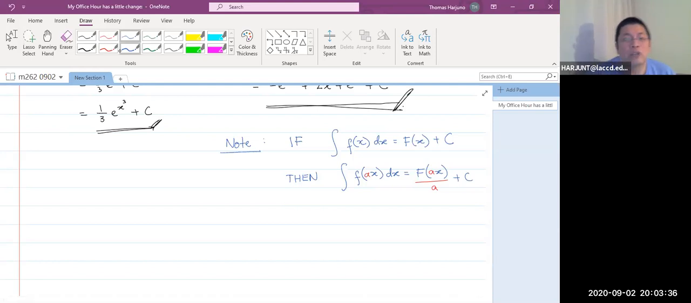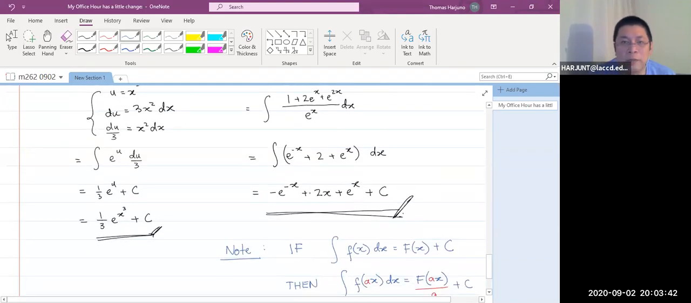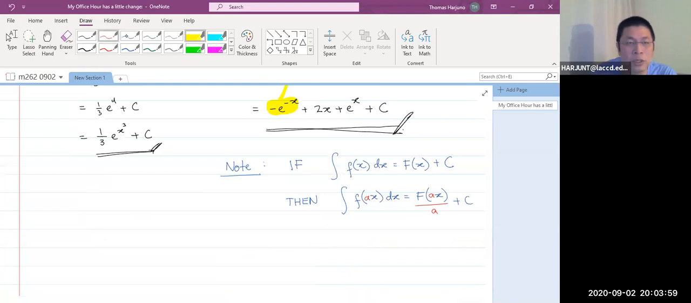Now we can actually prove this, but I just want to show you that that's actually the reason I can do this computation fast. Otherwise, you need to do another u sub for your integration. But in general, you will see the following situation.